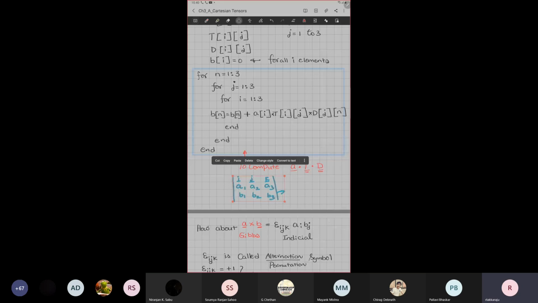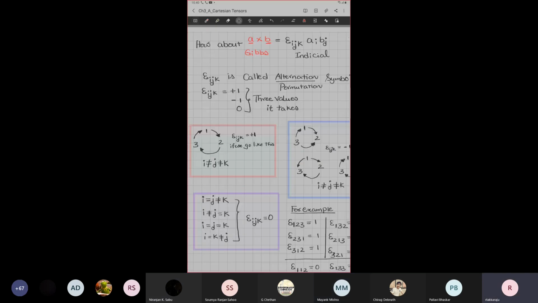Okay, fine. Let us move on if no queries. How about A cross B? The next step naturally comes into the picture. Can you see A cross B? Yes. So this A cross B, the red color, is what we call Gibbs notation. Computer or indicial notation is epsilon_ijk a_i b_j.